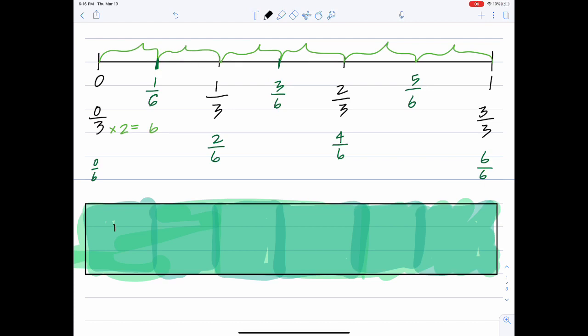So to see equivalence, we have 1 sixth and 2 sixths, and that gives me 1/3. 3 sixths, which is a half. We've made it to the halfway. Now we have 4 sixths, or 2/3 now. 5 sixths, and 6 sixths, or a whole.